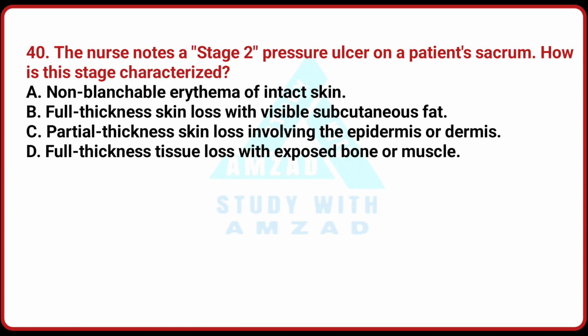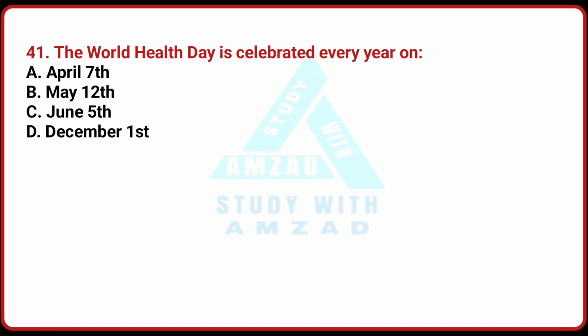Question number 40. The nurse notes a stage 2 pressure ulcer on a patient's sacrum. How is this stage characterized? Option A, non-blanchable erythema of intact skin. Option B, full thickness skin loss with visible subcutaneous fat. Option C, partial thickness skin loss involving the epidermis or dermis. Option D, full thickness tissue loss with exposed bone or muscle. Next question.